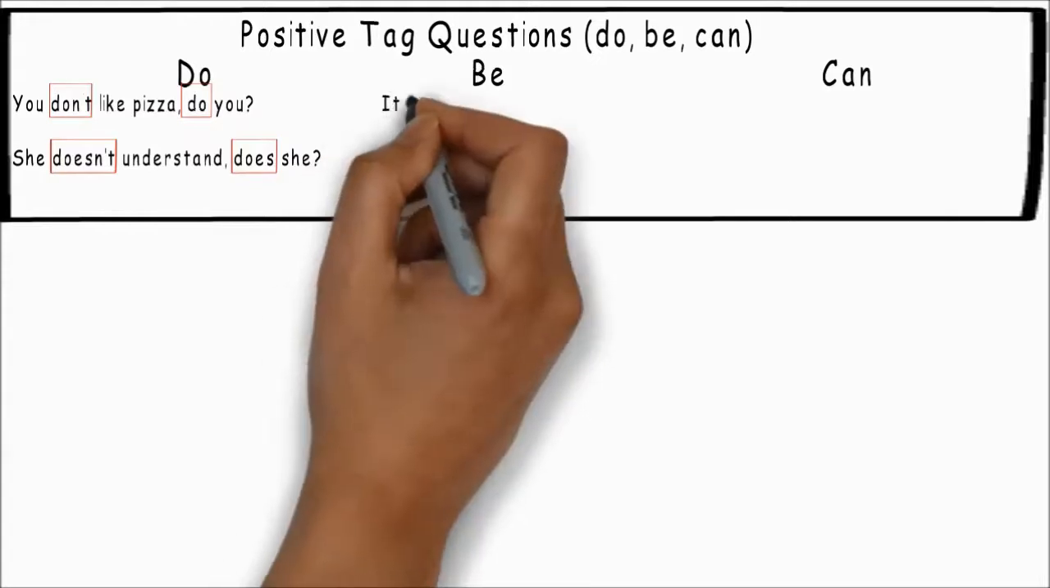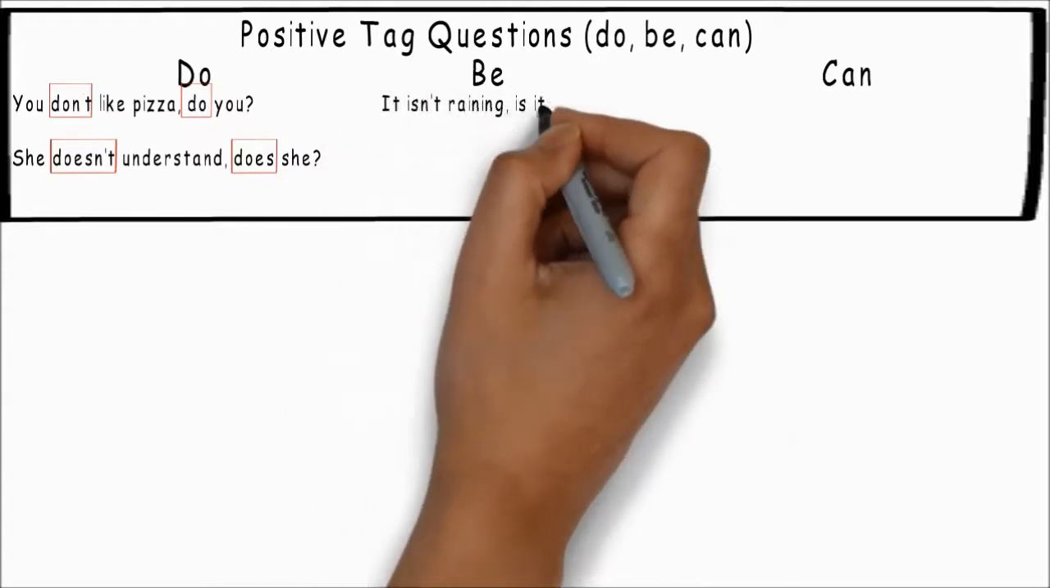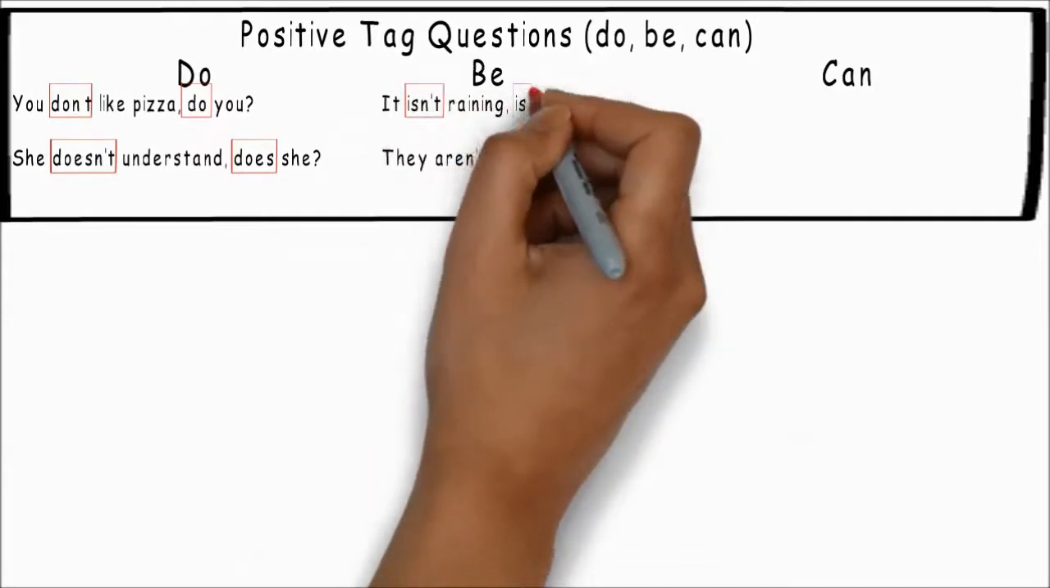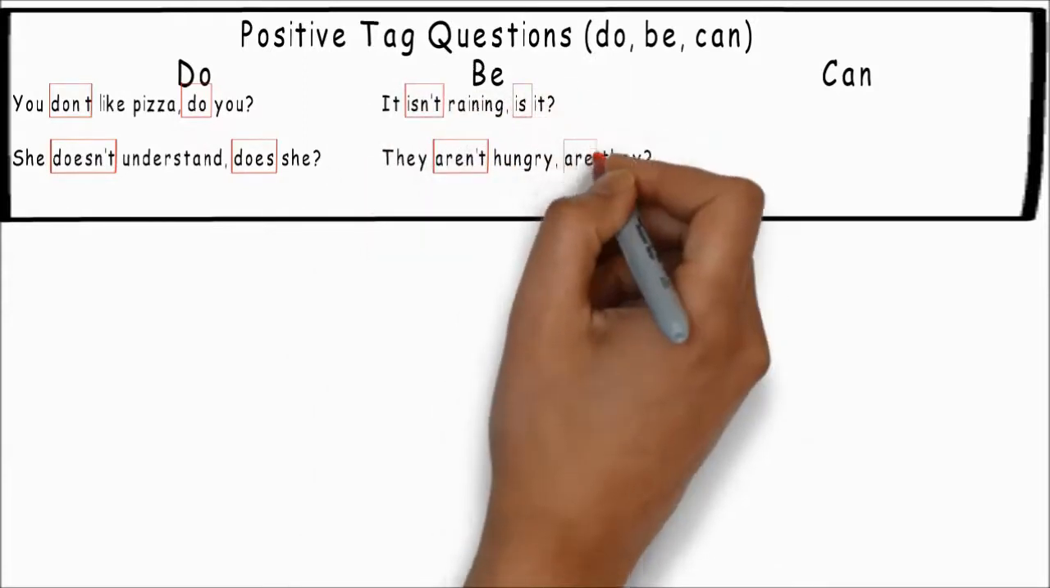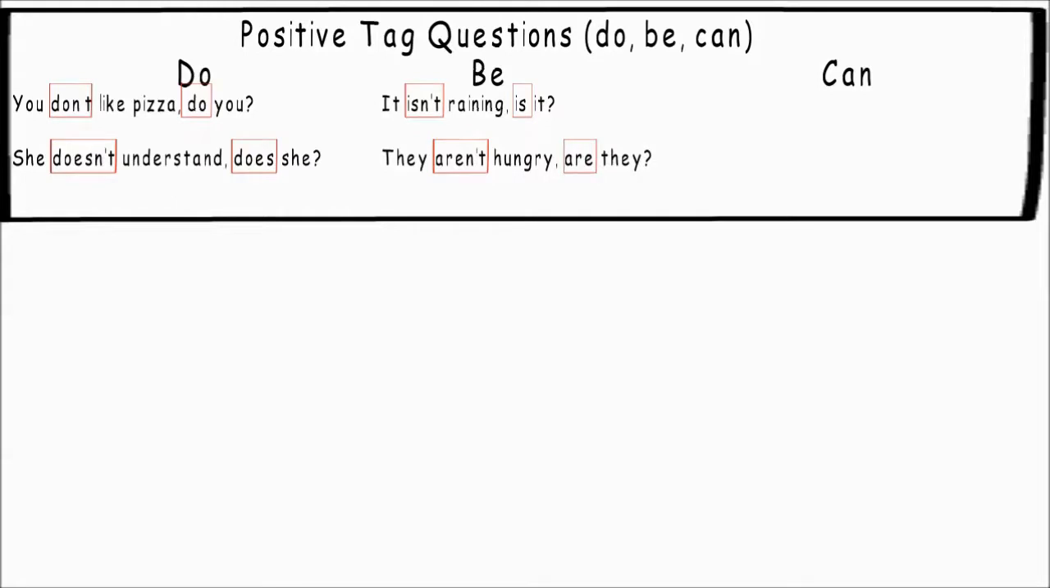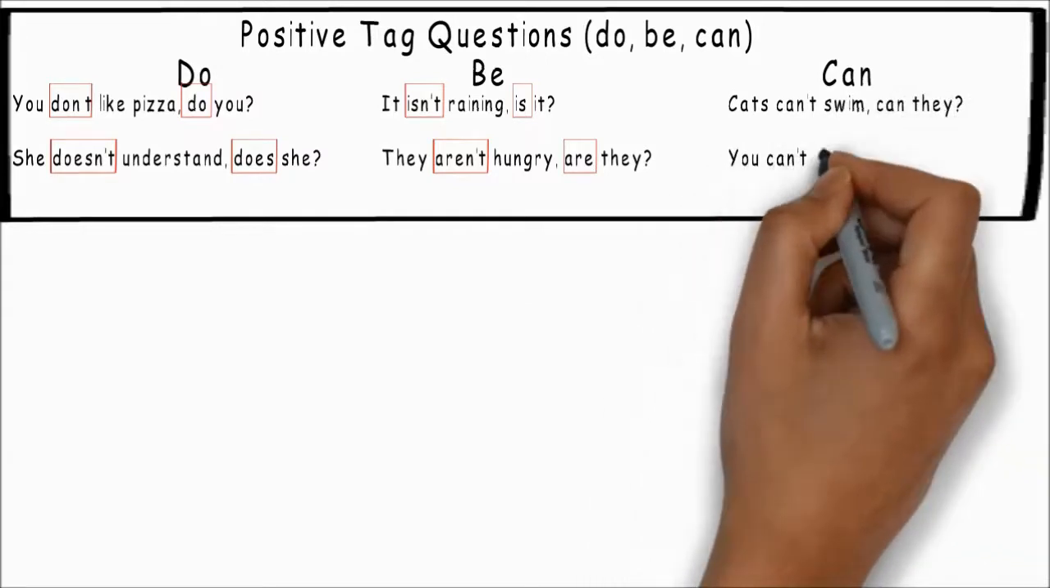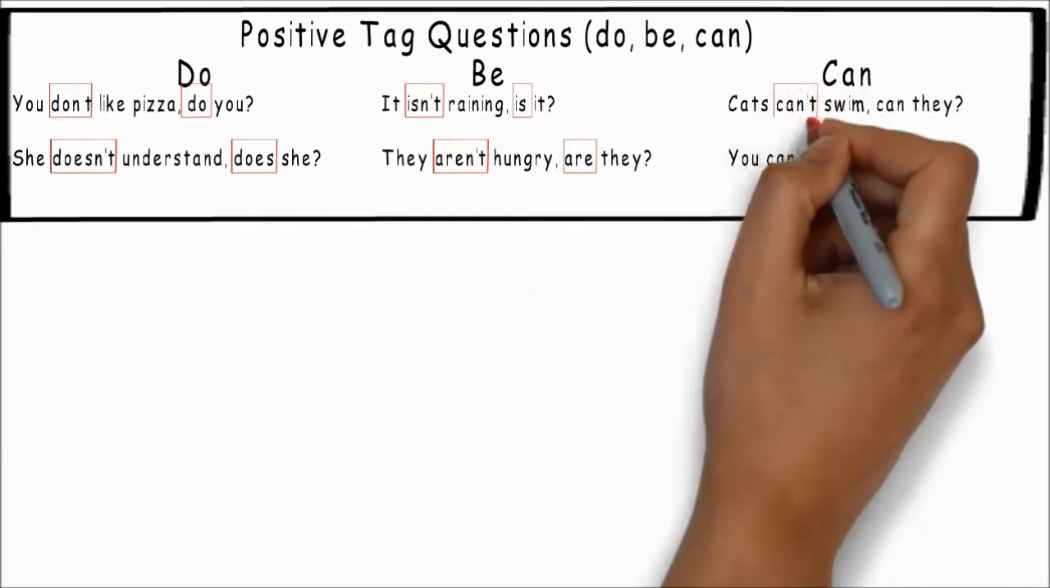How about the be verb? It isn't raining, is it? They aren't hungry, are they? See how it's the opposite of before. How about can? Cats can't swim, can they? You can't dance, can you?